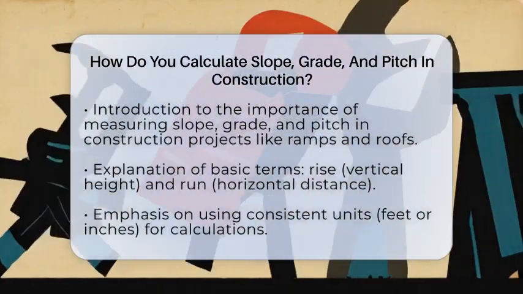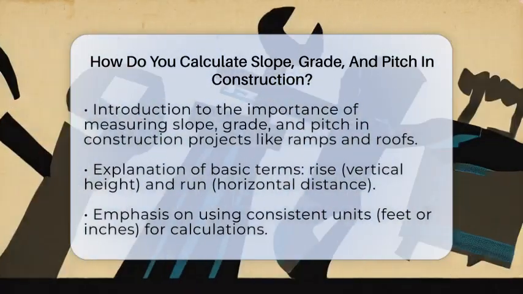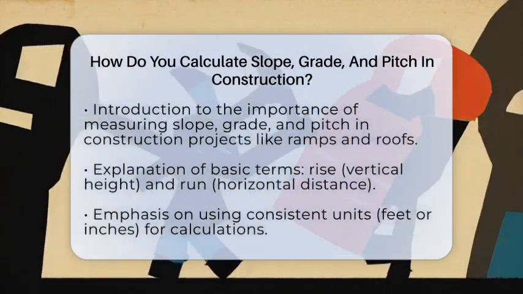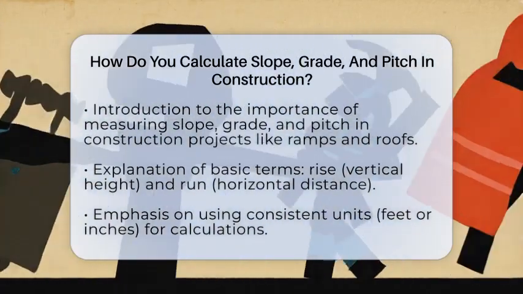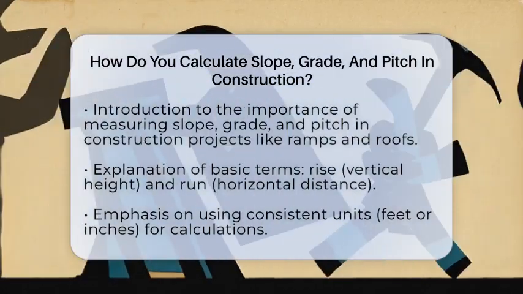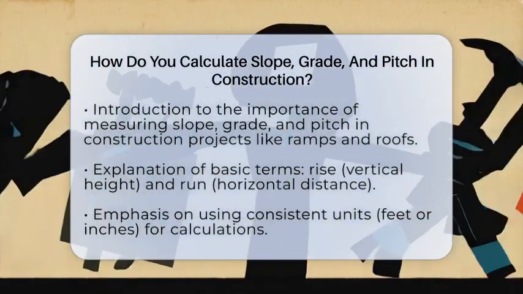First, let's understand the basic terms. The rise is how high a surface goes up between 2 points. The run is the horizontal distance between those same points. Both measurements need to be in the same units, like feet or inches, before doing any calculations.